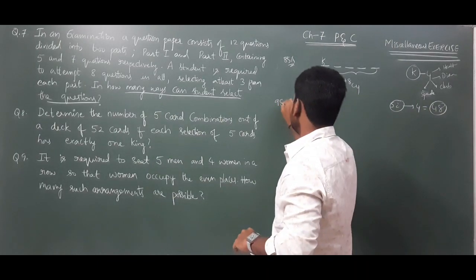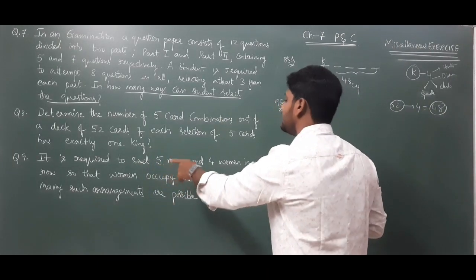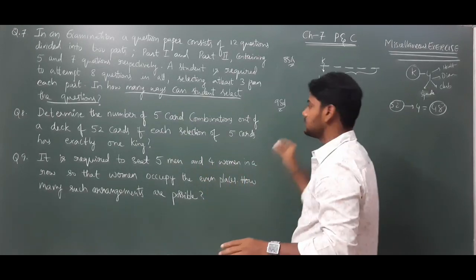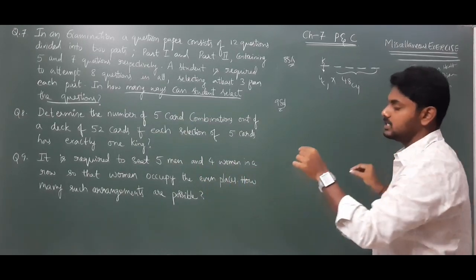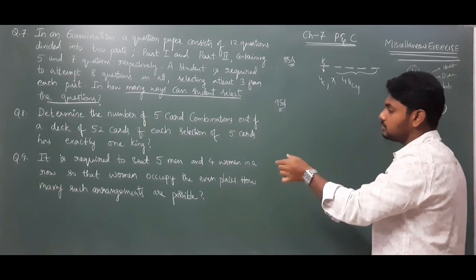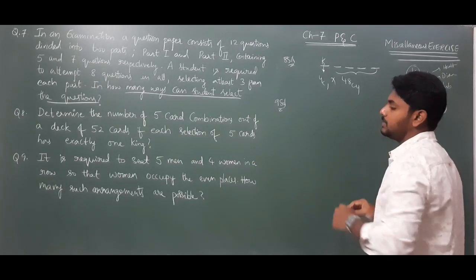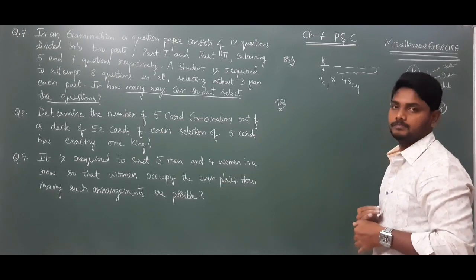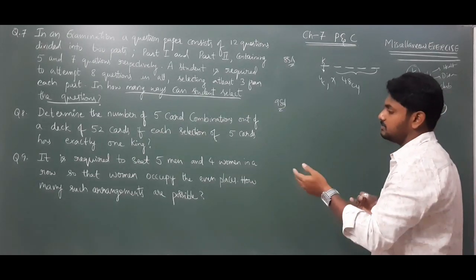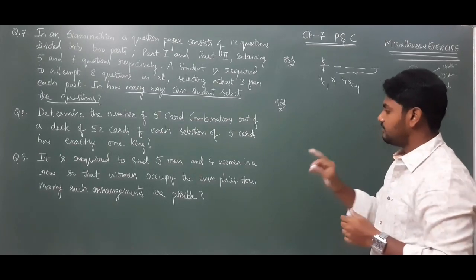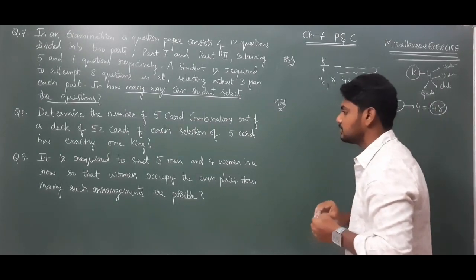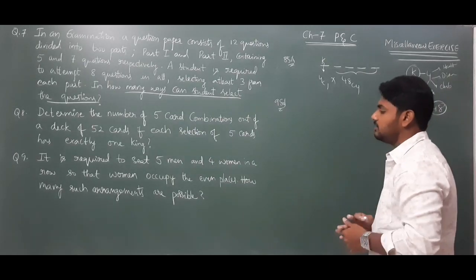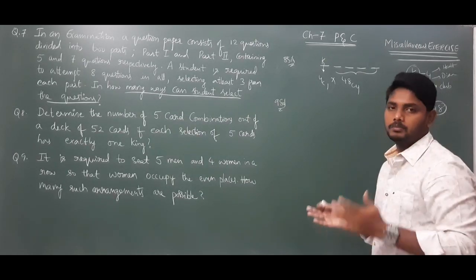Next, question number 9. It is required to seat 5 men and 4 women in a row so that women occupy the even places. How many such arrangements are possible? See, 5 men and 4 women are there, but women should occupy even places. If women should occupy even places, it means men should be in odd places, right?